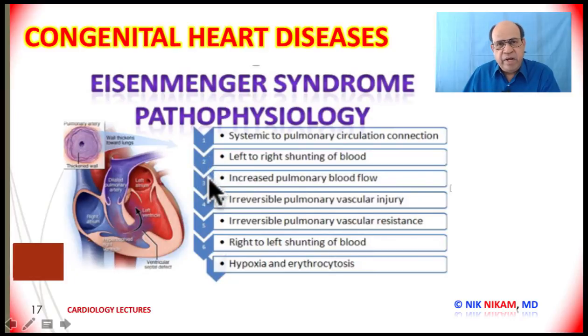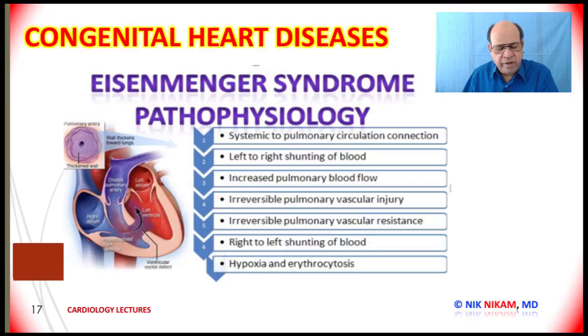So what are the main features of Eisenmenger syndrome? The systemic to pulmonary circulation connection, that is an atrial septal defect or a ventricular septal defect. Initially, we have the blood going from the left side to the right side of the heart. That increases pulmonary blood flow. It causes irreversible pulmonary vascular injury. This leads to increased pulmonary vascular resistance. And finally, we have right to left shunt, which leads to hypoxia and polycythemia.